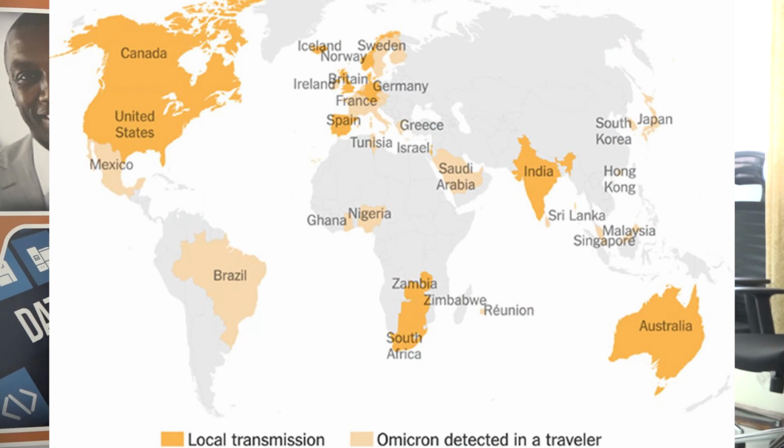So this is now the picture that we can see. The places that are marked brownish is where you have evidence of local transmission, and the places where it is marked light brown is where it has been detected in travelers.